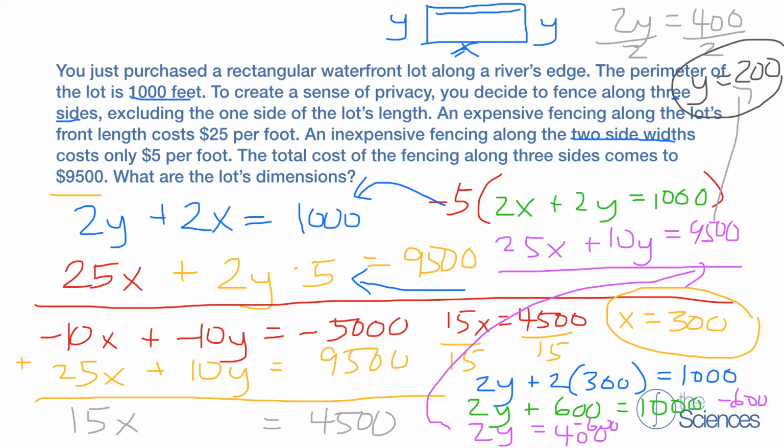So this means that our lot's dimensions are 300 feet long by 200 feet wide.